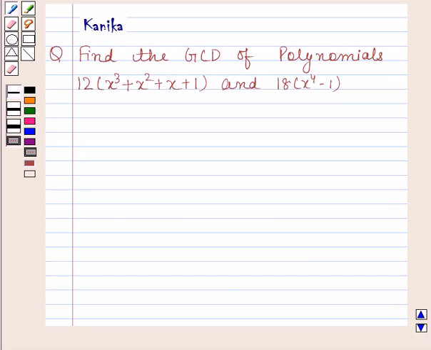In this session, let us discuss the following question. The question says, find the GCD of polynomials 12 into x cube plus x square plus x plus 1 and 18 into x to the power 4 minus 1. Now begin with the solution.